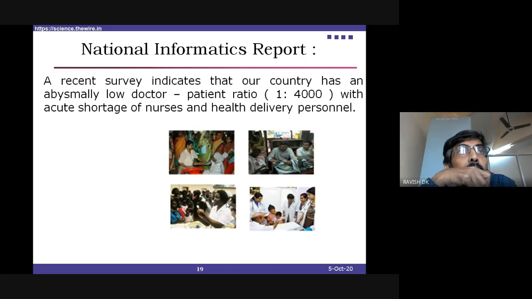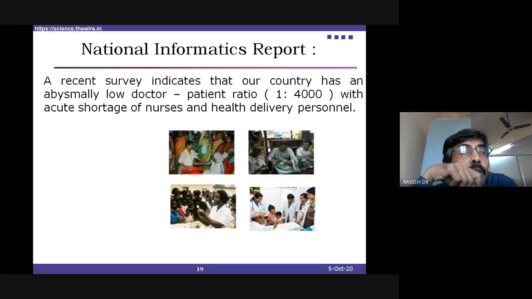So that is why ASHA workers and nurses, there is a very big shortfall, and every hospital requires one biomedical engineer. In Bangalore, 12,000 hospitals are there, so there is a demand for 12,000 biomedical engineers. And the central government MHRD mandates that each hospital should have one biomedical engineer.